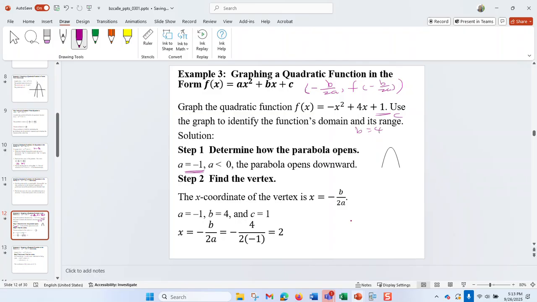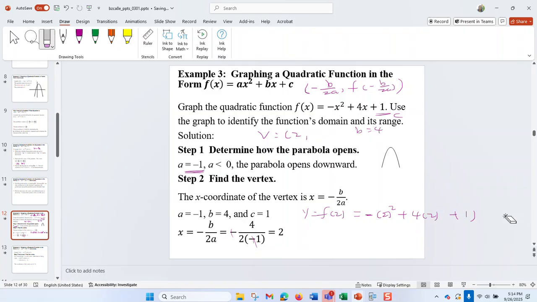And then the vertex x is negative b over 2a, so negative b, b here is 4, over 2a, a here is negative 1. Negative, negative become positive, right? And then you have 4 over 2, so that's 2. All right, so your vertex x is equal to 2. Okay, how much is your y or k? Your y value will be f of 2. Your negative b over 2a is already calculated, equal to 2. So this will be negative 2 squared plus 4 times 2 plus 1.